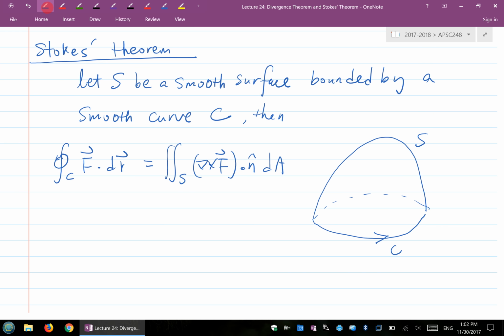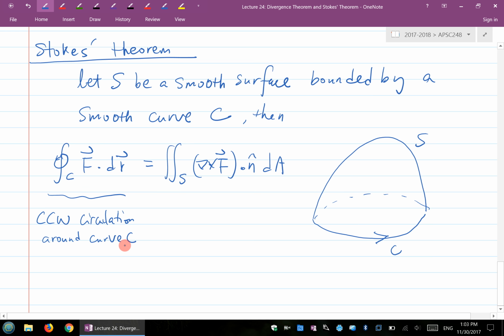So let me go into the details of it here. We'll try to interpret it in a very easy way. Again, if I look at the left side of it here, typically we call this a counterclockwise circulation around curve C.